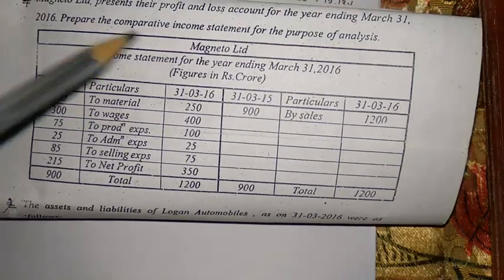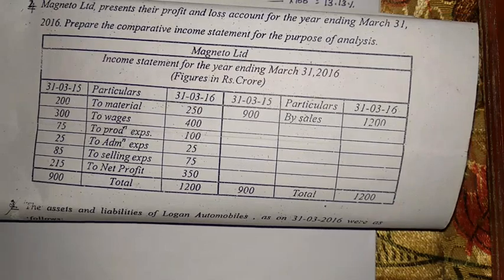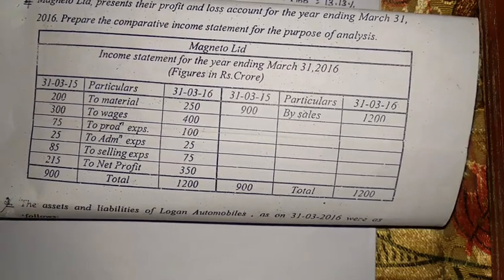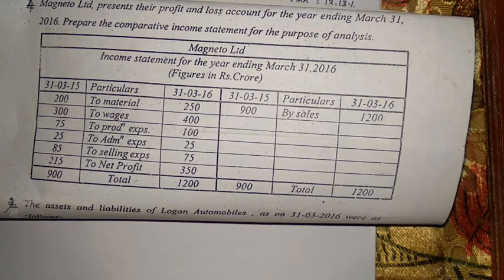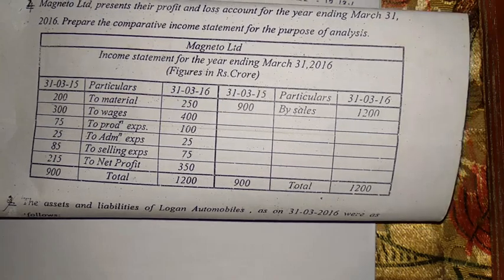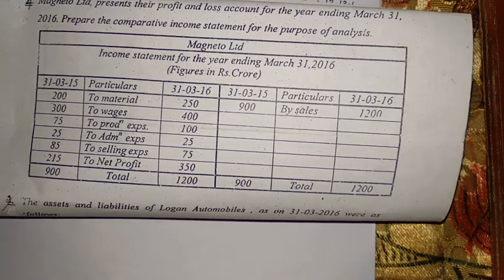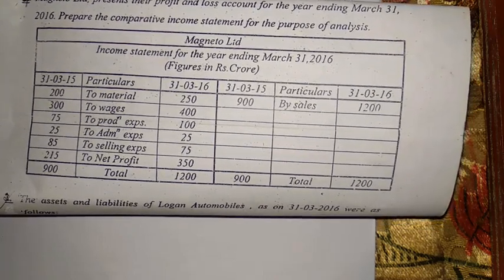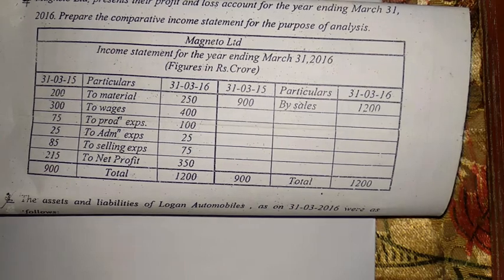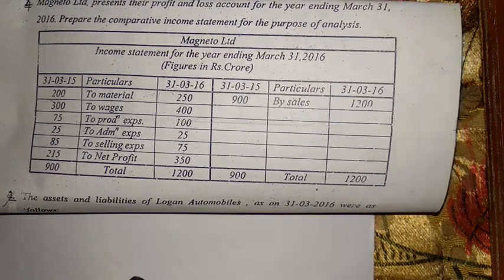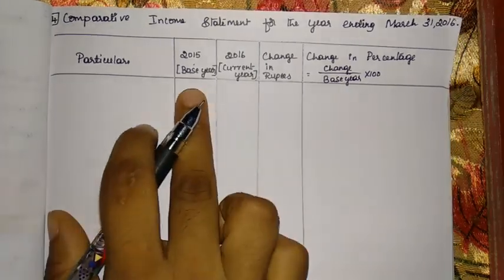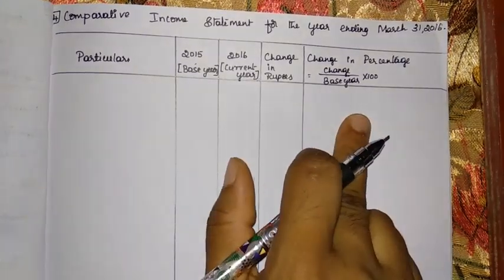In the case of an income statement, we are going to analyze each component. Finally, we are going to analyze the profit which we get by preparing the comparative statement. So is there any increase or decrease in profit? What is its percentage in total? We are going to consider that. Let's see by solving. Here is the statement: base year, current year, change in rupees, change in percentage.